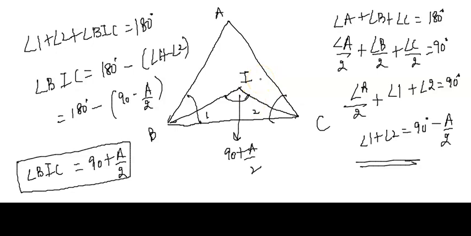Okay, and we have discussed the centroid and the incenter. The centroid is the point of intersection of all medians and the incenter is the point of intersection of all angle bisectors.